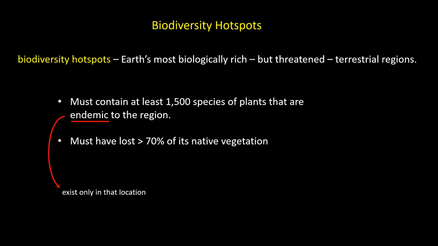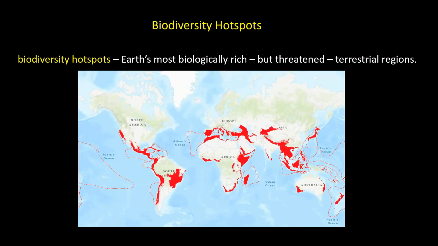So, what regions have been designated as hotspots? Well, there are currently 36 designated hotspots, many of which are in tropical forests. They cover about 2.4% of Earth's land surface, and collectively, they contain about 50% of all of the world's endemic plants and 42% of all terrestrial vertebrates. These locations are ones that scientists have designated as needing our help and which they believe we must protect at all costs. All right, well, that's the lesson on biodiversity.